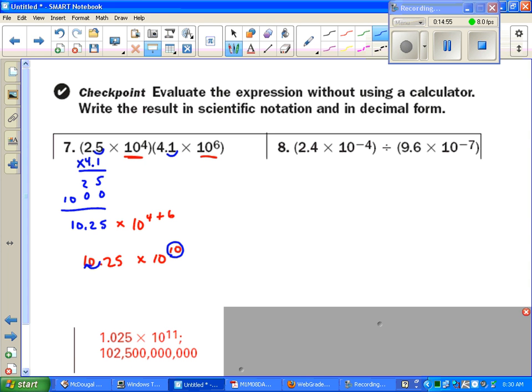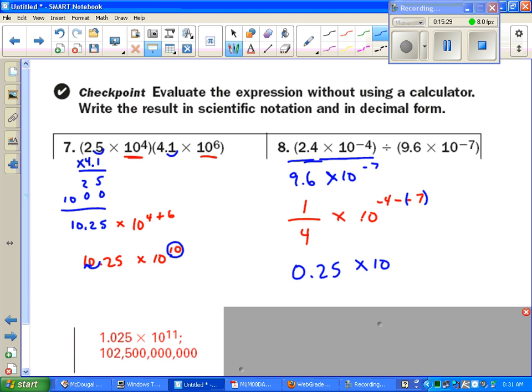The next one, 2.4, notice that it says divided by 9.6. So it's easier to stack these on top of each other. 9.6 times 10 to the negative 7th, you have the same bases. This is going to give you 1 over 4 because the number 2.4 goes into both. And it's going to be times 10 to the negative 4 minus a negative 7. Minus a negative means plus again, like the one from a minute ago. So 1/4 is the same thing as 0.25 times 10 to the positive third.